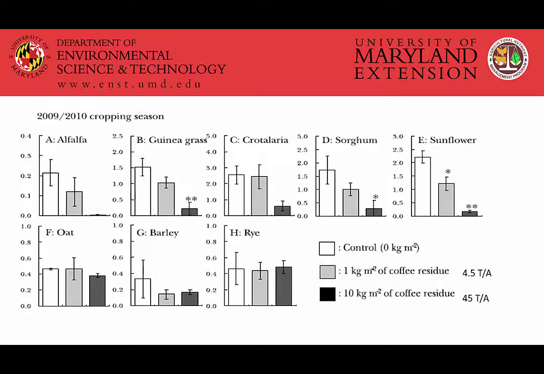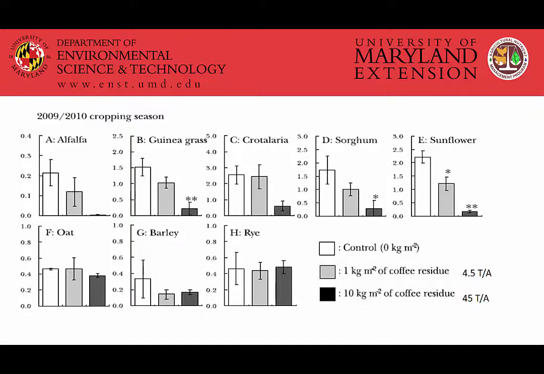And you can see there's suppression here. Even at the low rate, the alfalfa does worse, the guinea grass does worse, crotalaria doesn't care. Sorghum does worse, sunflower does worse. The high rate, ooh, not good at all. But again, that is way beyond an agronomic rate. Then they planted cool season crops in the fall, and you can see, hey, oats did pretty good at the low rate, barley didn't, rye did. So what's this telling us? You better have more than one plant in your experiment because they don't all respond the same, all right?